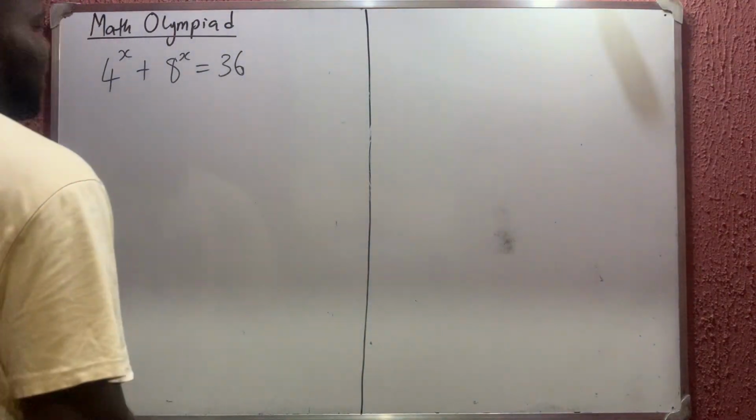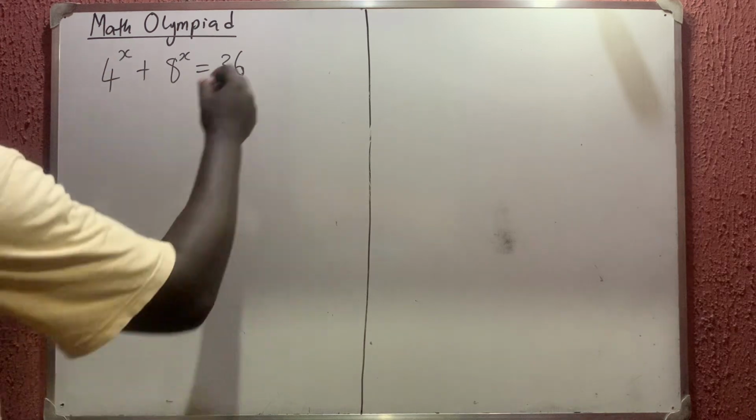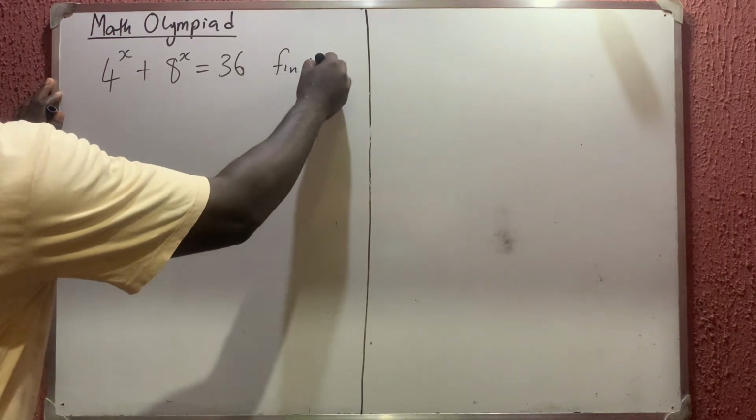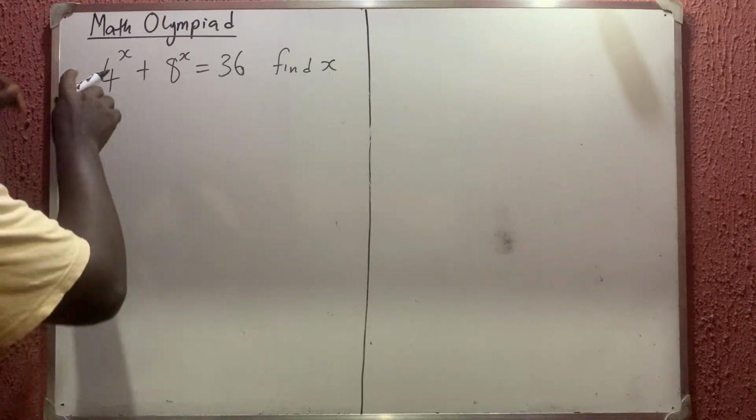Look at this simple math Olympiad problem. We're asked to find x in 4 raised to power x plus 8 raised to power x is equal to 36. The question said we should find x. Now to find x is very simple. What do we do? Now let us break this down.